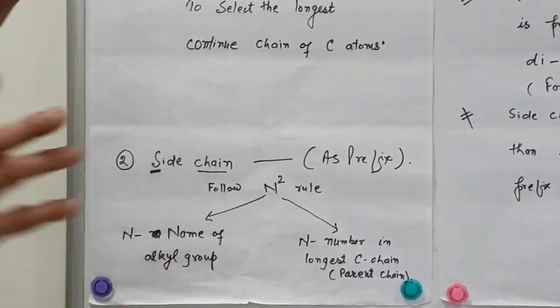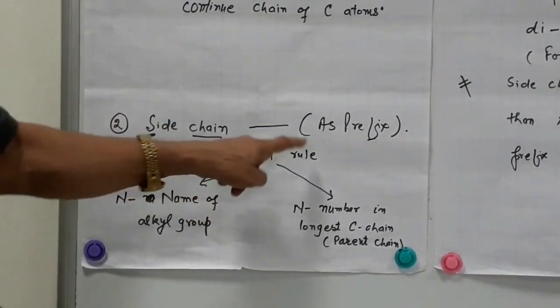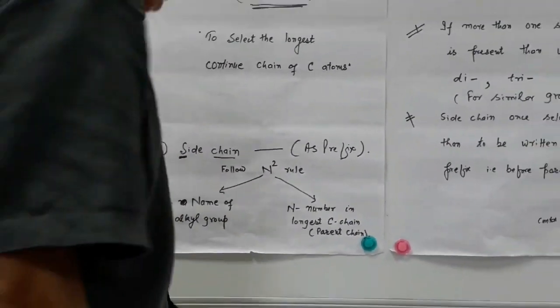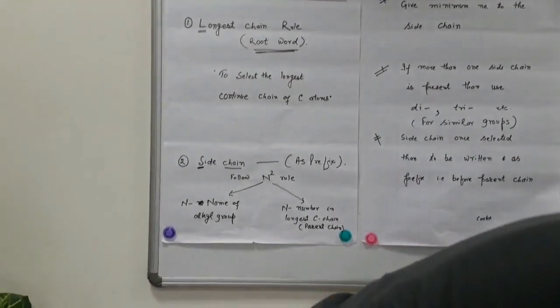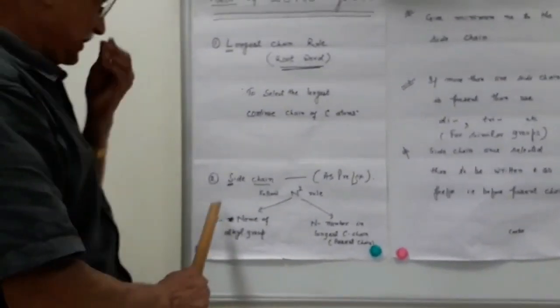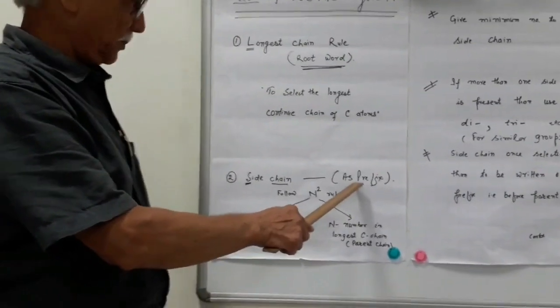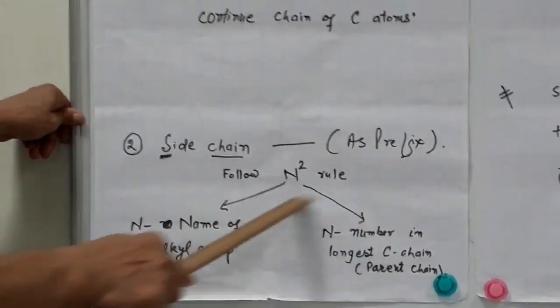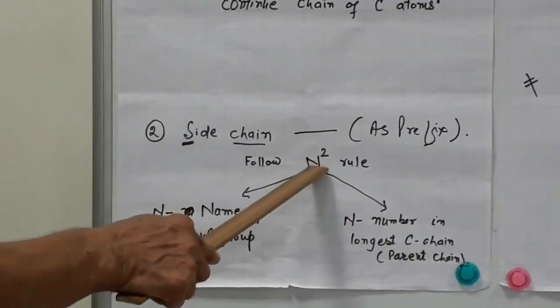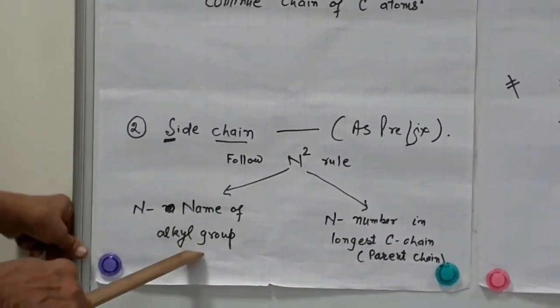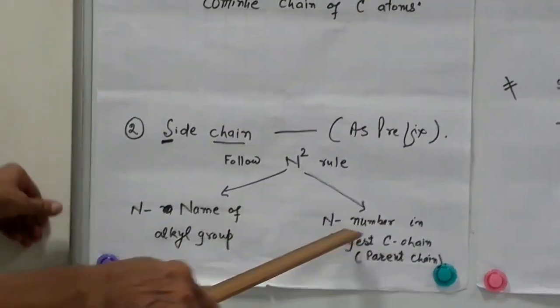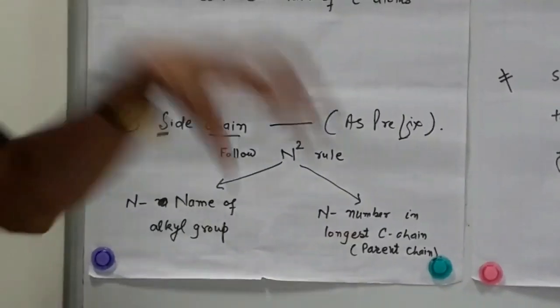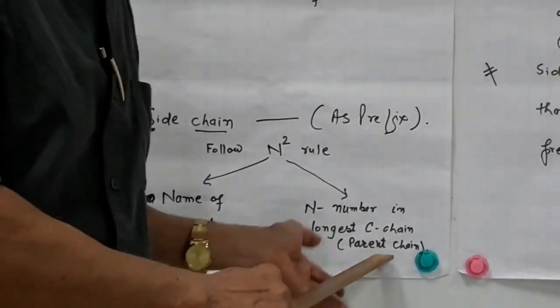Now here also remember one rule. It is called the N square rule. What is it called? N square rule. Since the side chain is used in the prefix, I have named this rule the N square rule. N square rule means N is the name of the alkyl group, and prior to this, the number of this alkyl group in the longest carbon chain.